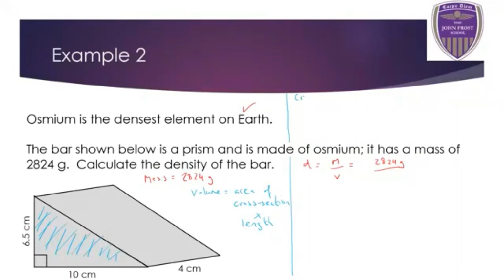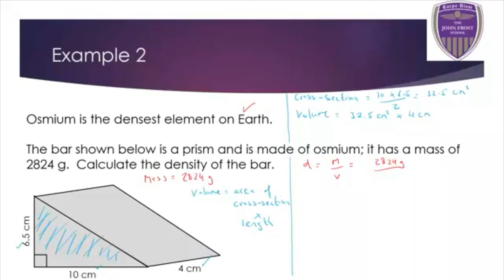So the cross-section is a triangle. Remember, a triangle's area is base 10 times the height divided by 2. And if you work that out, you're going to get 32.5 cm squared. That's the cross-section. So now the volume is going to be the cross-section times the length, which is 4.